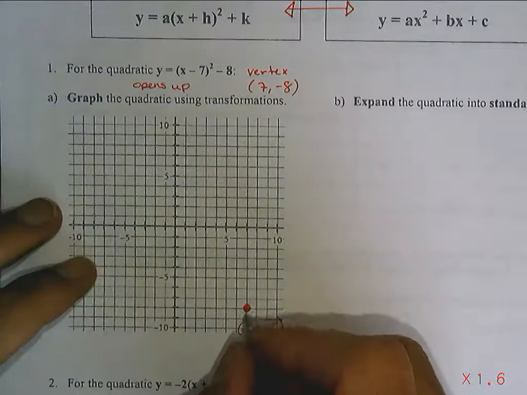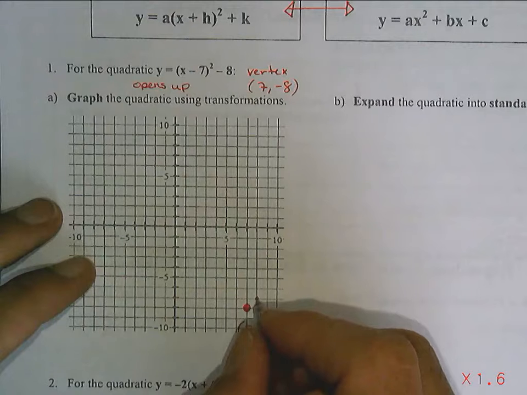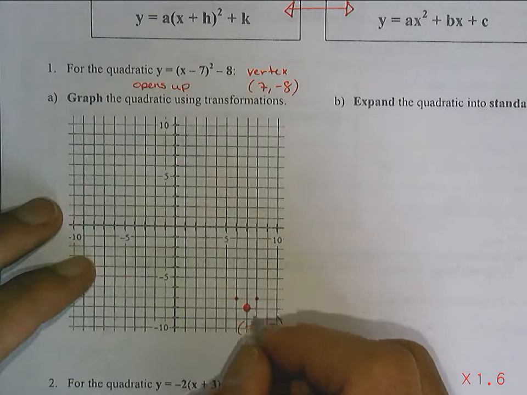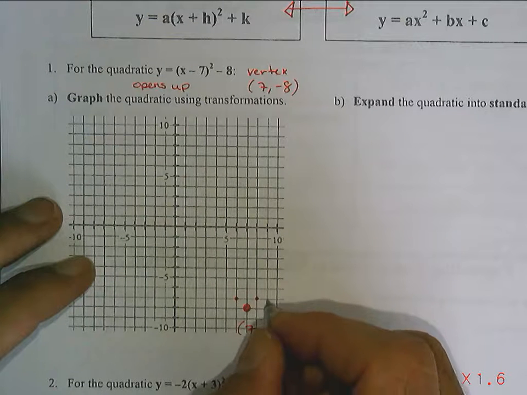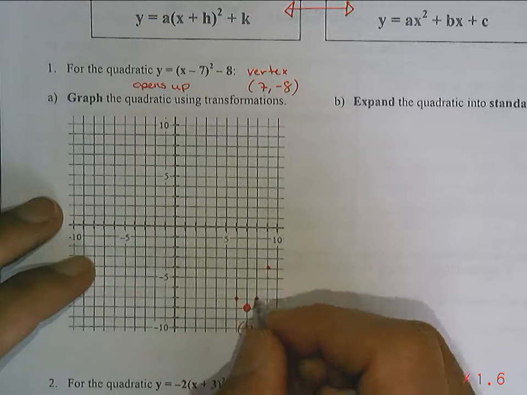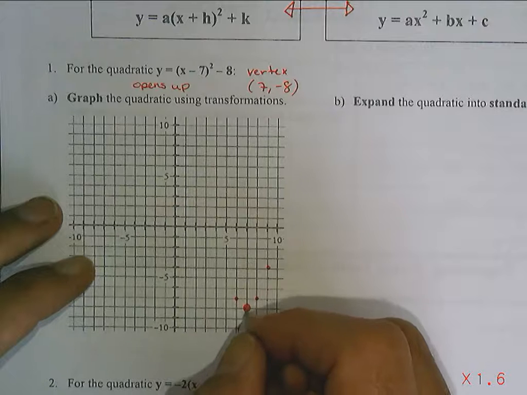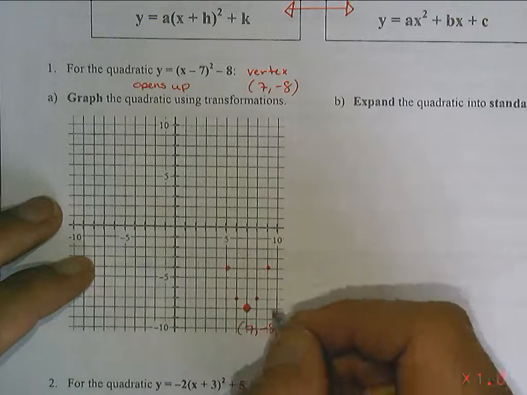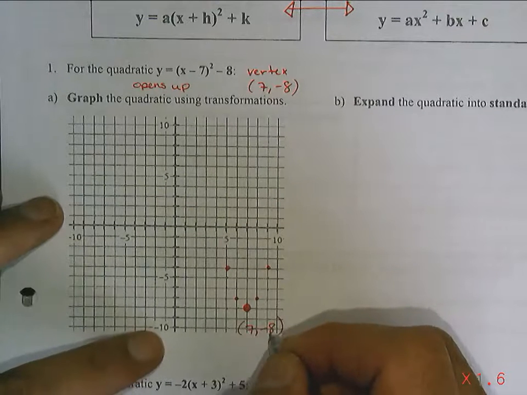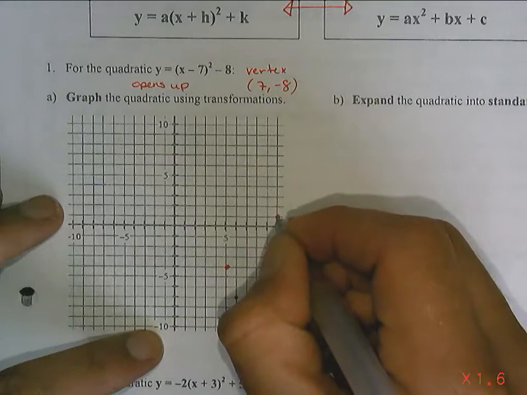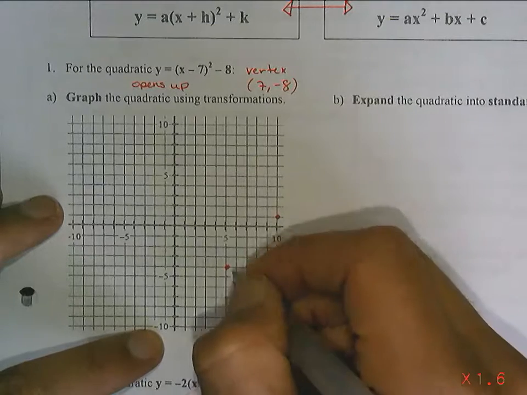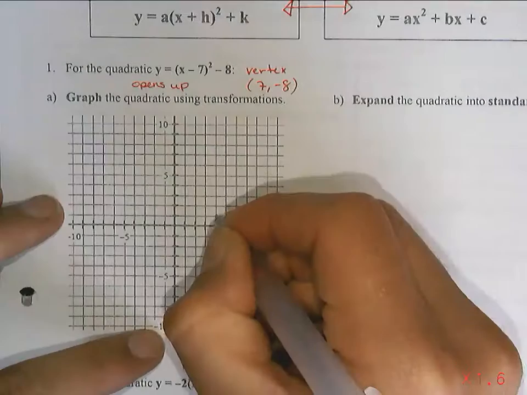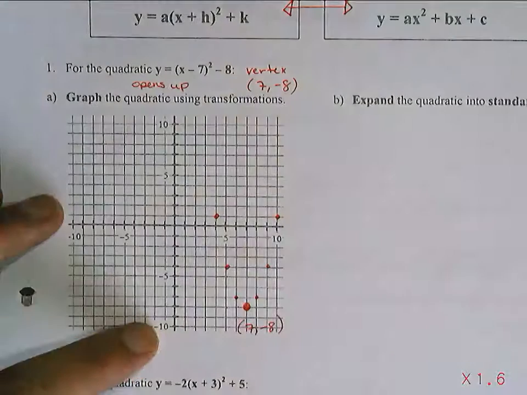Okay, so where were we? We're doing the step pattern. Over 1, up 1. Over 2, up 4, from the vertex. Over 3, up 9. Now I'm at negative 8, so if I go up 9, I'm going to go up to 1. Does that make sense to everyone? Okay, so we're coming up like this.